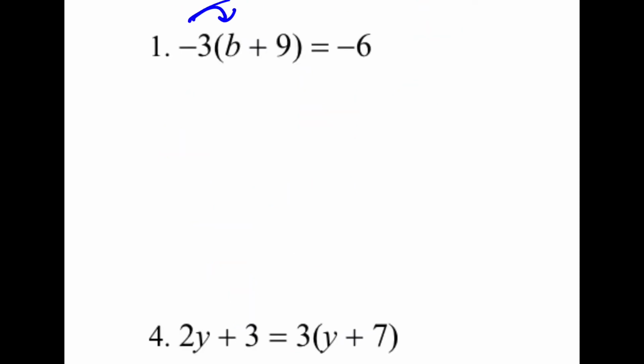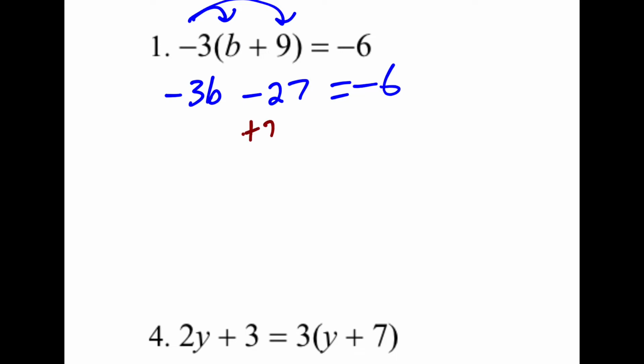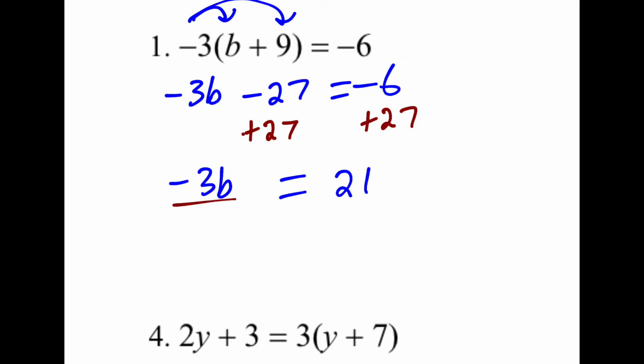Next up, let's distribute. Remember that I'm multiplying -3 times b and -3 times 9. Now I just undo the subtraction first by adding to both sides. I'm left with -3b is equal to 21. Then I divide by whatever's in front of b. This gives me that b is equal to a -7.